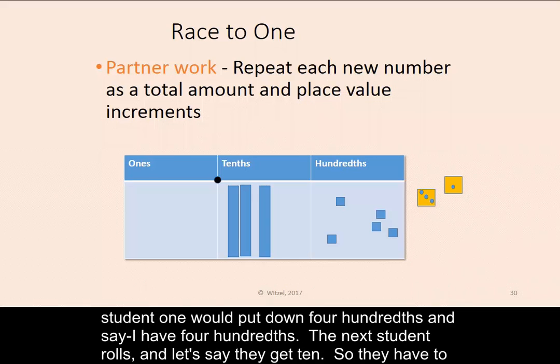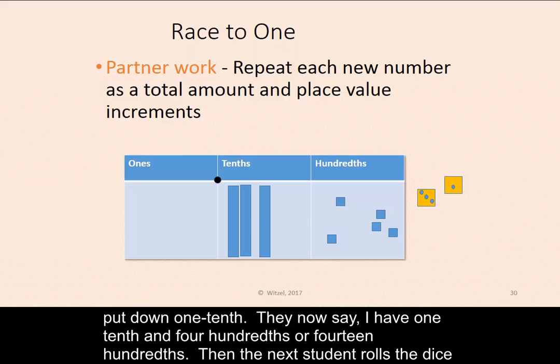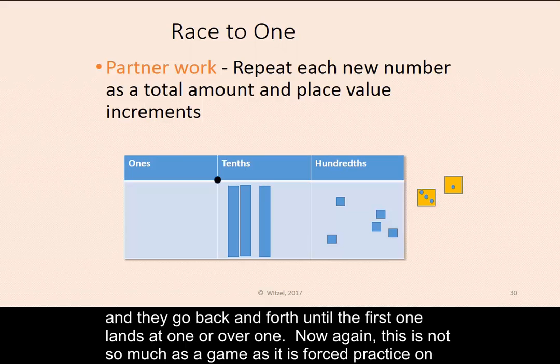The next student rolls, let's say they get 10. So they have to put down 1/10. They now say, I have 1/10 and 4 hundredths, or 14 hundredths. Then the next student rolls a dice and they go back and forth until the first one lands at 1 or over 1. Now, again, this is not so much a game as it is forced practice on saying your place value.